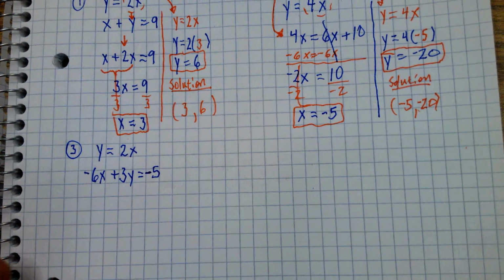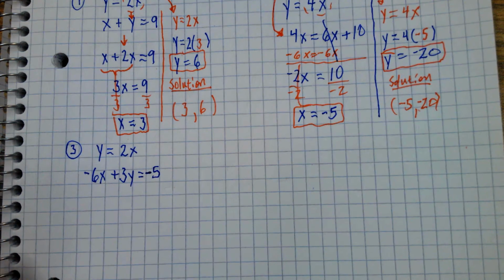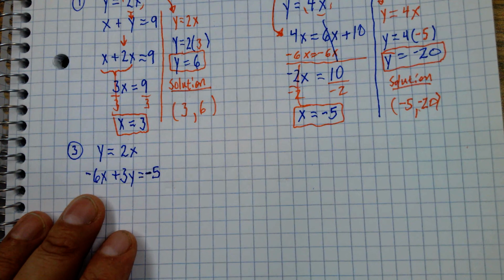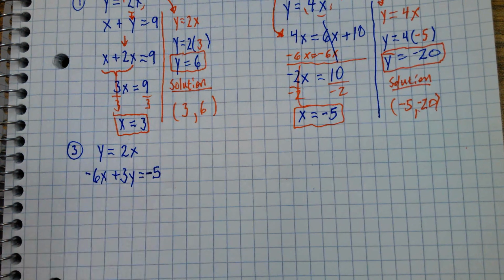Okay, write this down. y equals 2x is one equation. Negative 6x plus 3y equals negative 5.